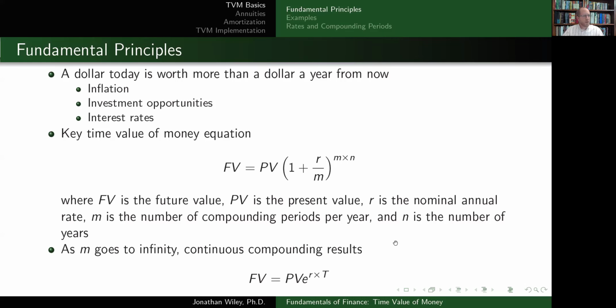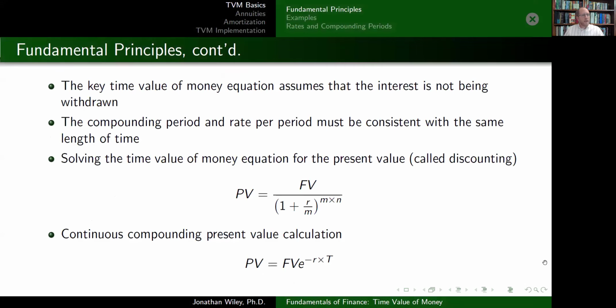Okay, so a few more things here in terms of fundamental principles. That key time value of money equation does assume that the interest is not being withdrawn. So it is assuming that the interest is compounding. So what that means is you get interest, and then you get interest on the interest, and then you get interest on the interest on the interest. And so it basically keeps building, and that's what compounding means. As I already noted, the compounding period and the rate per period have to be consistent with the same unit of time. So you have to make sure that you're being consistent when using the formula, or you get all kinds of goofy numbers and results that don't really make any sense.